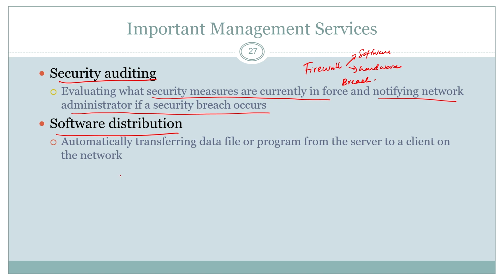Whereas software distribution is automatically transferring a data file or program from the server to a client network. So, let us say somebody wants to run MATLAB on a client machine. The MATLAB files get transferred not to the server, but to the client, and the client runs MATLAB and everything. Once it is done, the files and everything get sent back, as part of finally after that.